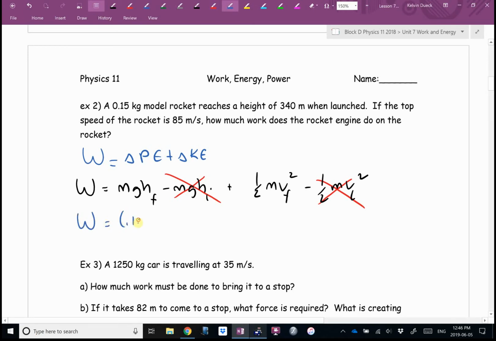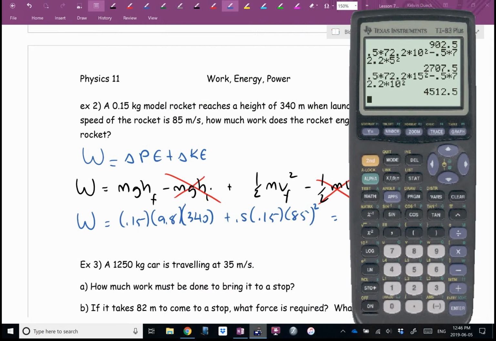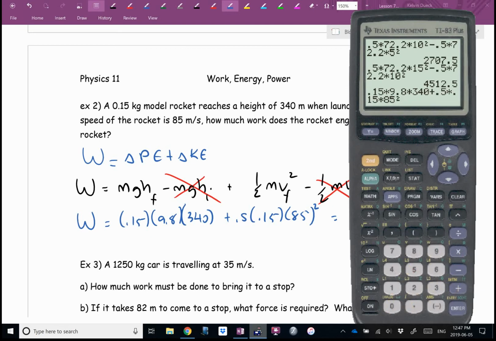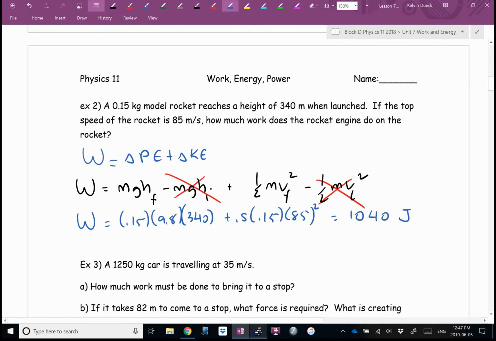So it's going to be m 0.15, g 9.8, h 340 plus 0.5, 0.15, 85 squared. How much energy has to be contained in this rocket engine if I want it to do this? Do you all get 1041.675? I'll go 1000. You know what? I'll go to 3 sig figs. 1040. 1042 to 4 sig figs. 1040? Yes? No? See nods? Okay.